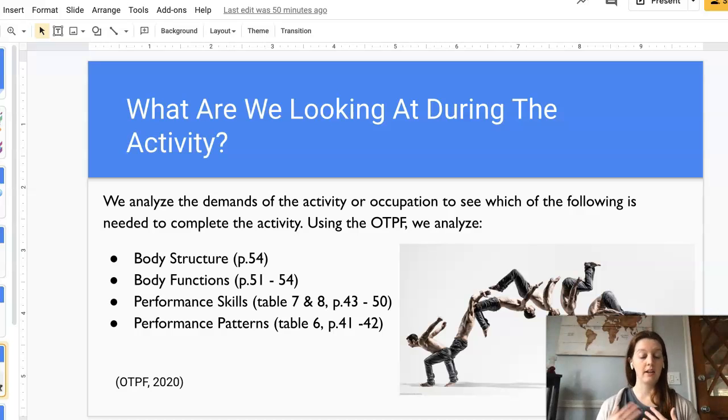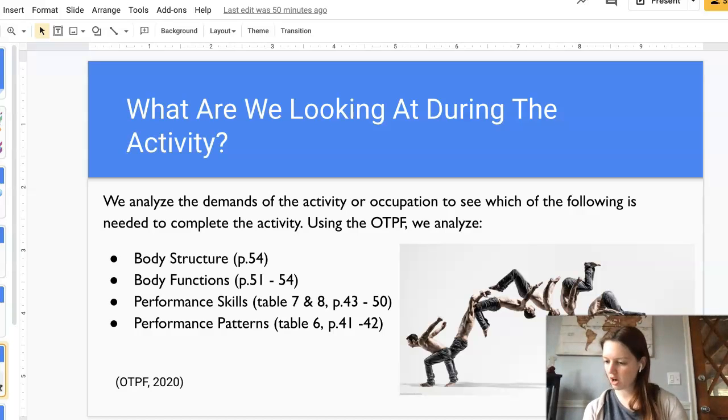I feel that if you have the tables in front of you and you're able to look at them, you can actually visually see the difference quite well, but make sure you have a good understanding of the difference between a body structure, a body function, performance skills, and performance patterns, because there is a very clear difference, as you can tell as we're going through this. So performance skills brings us to page 43.